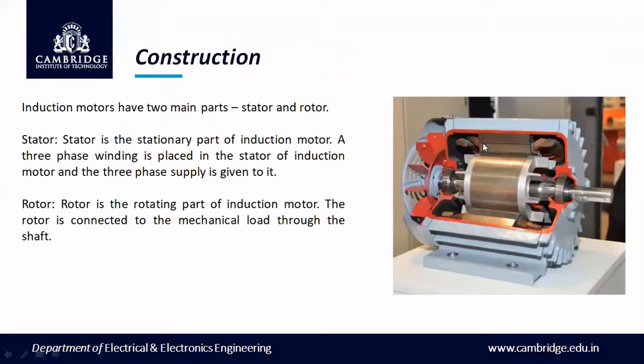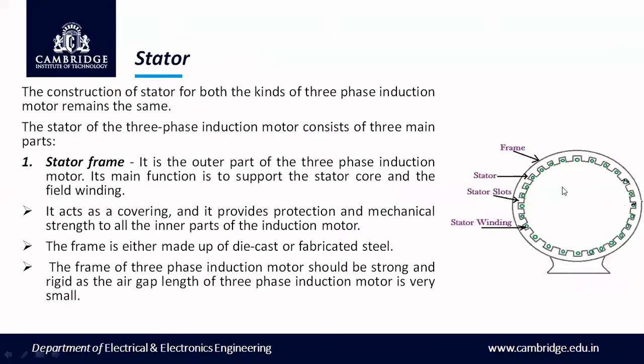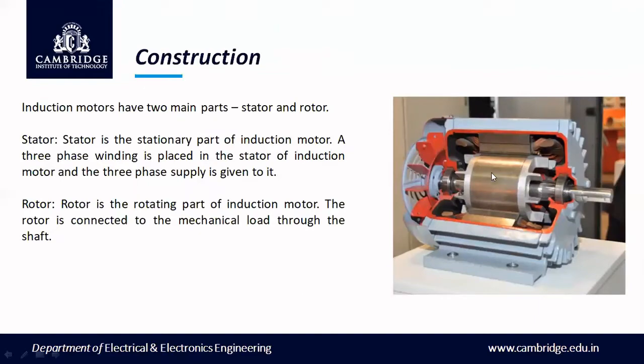And the next part of the induction motor is the rotor. The rotor is the rotating part of the induction motor. The rotor is connected to the mechanical load through the shaft. So this is the rotor part which is connected to the mechanical load, that is the loading part, through the shaft. So this is the shaft. This is the rotor, this is the shaft, and this is the stator. So these are the two main parts.